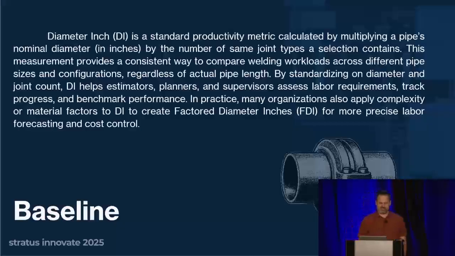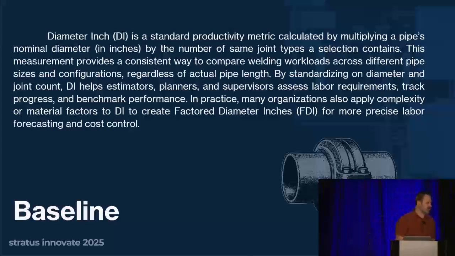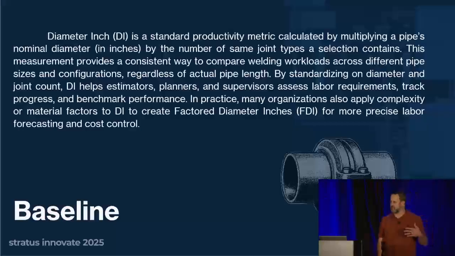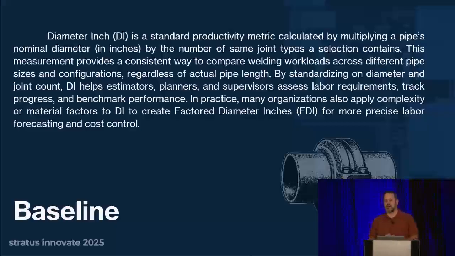Diameter inch is a standard productivity metric calculated by multiplying a pipe's nominal diameter by the number of joints. So I'm not talking about the circumference, I'm just talking about if it's a 4-inch weld, then it's a 4-inch diameter, okay? But we do this not just for welds, but for no-hub joints, for solder joints, for all the ways that we put two elements together. We want to know what the diameter inch is of those so that we can calculate our throughput metrics.